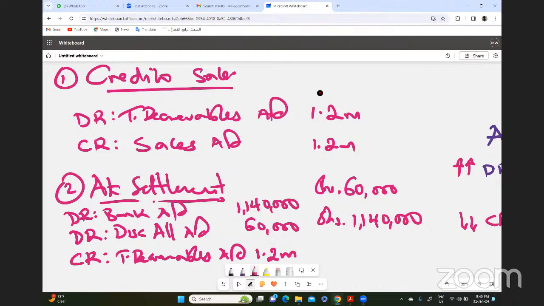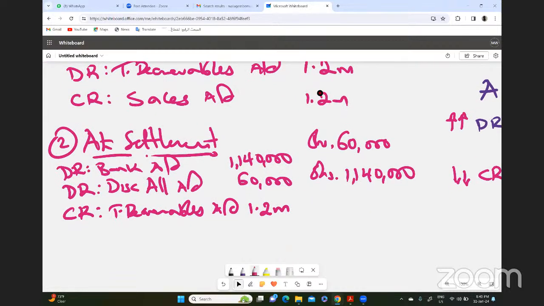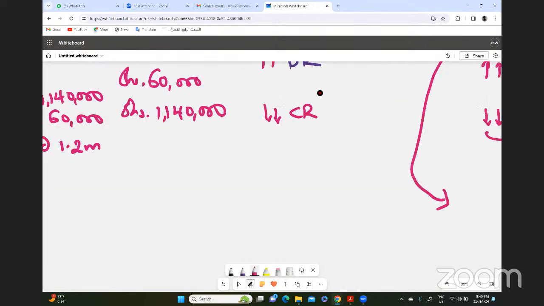Are we together, guys? They are very important concepts. Okay. So that is it. If you have to go back to our ledgers, I don't know where we did our ledgers from.